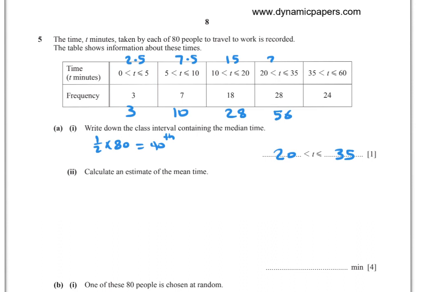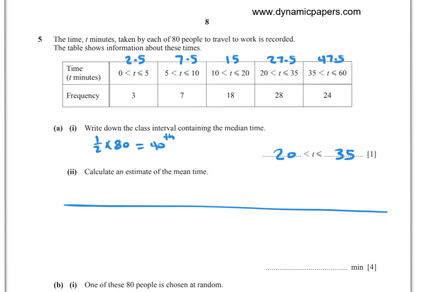So 27.5, add and divide by 2. 35 and 60, if you add, you get 95, divide by 2, equals 47.5. For the mean time, we don't need the cumulative frequency now. To find the mean time, multiply the middle value by the frequency.